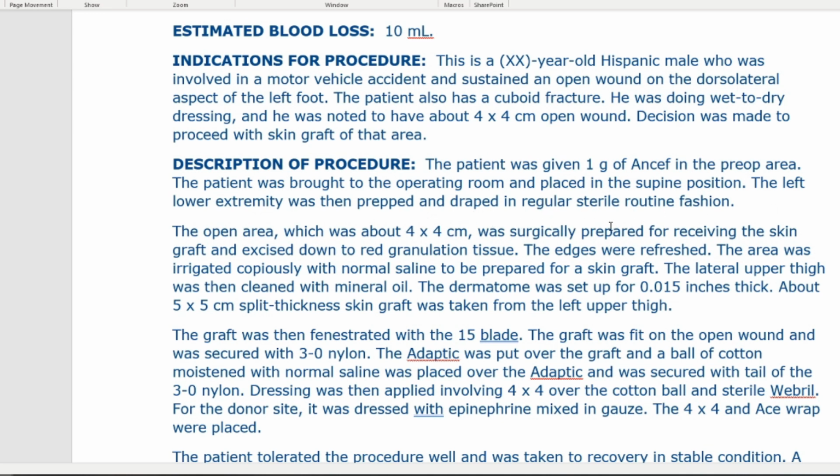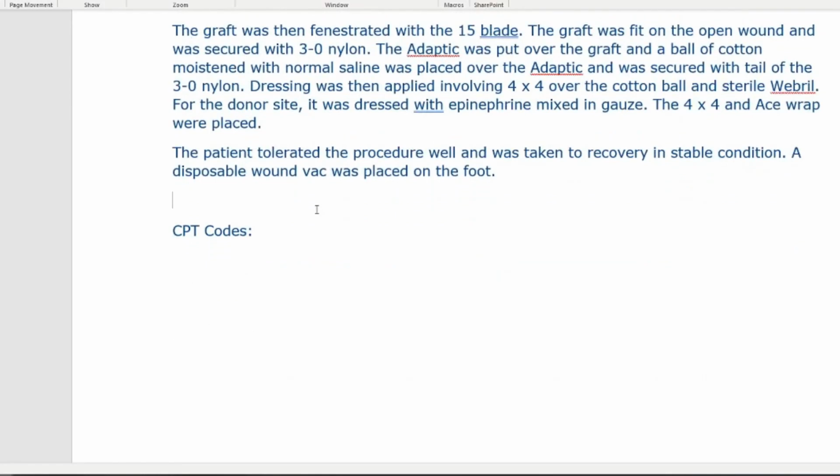Look, that's our surgical prep code. So we did that 4 by 4. So let's take a look at that. Surgical prep 4 by 4. So I just want to quickly do the math for you guys. So 4 by 4, our total square centimeters would be 16 square centimeters. So keep that in mind.